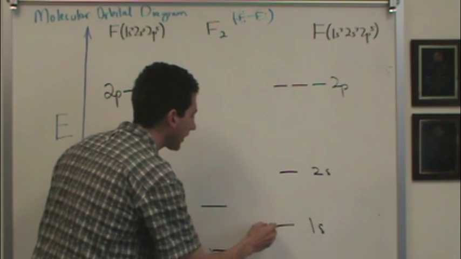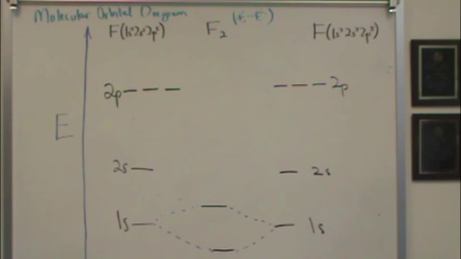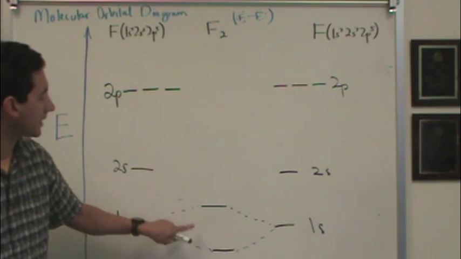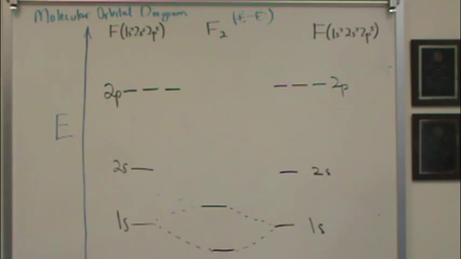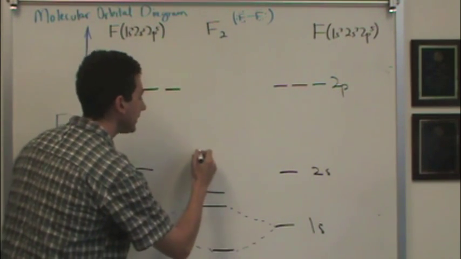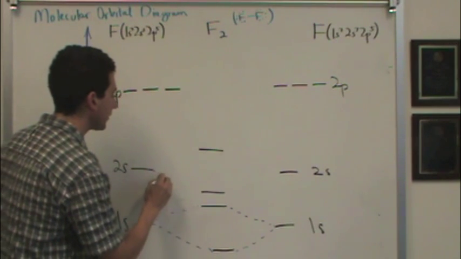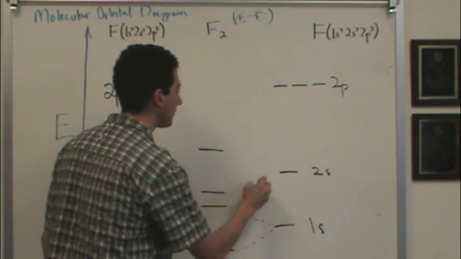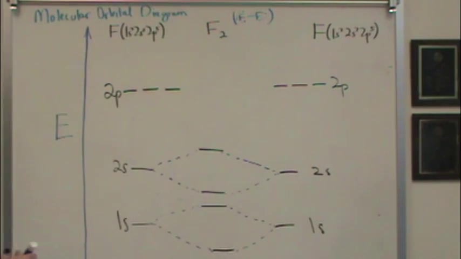And then you connect the molecular orbital with the atomic orbitals, and you beautify it by putting these dashed lines. And that shows where the molecular orbital came from. Then you're going to do the same for the 2s orbital. The 2s orbital is going to form a bonding and an anti-bonding orbital. So the bonding is always lower energy, the anti-bonding is higher energy. And then you're going to beautify this with dashes to show where the molecular orbital came from.